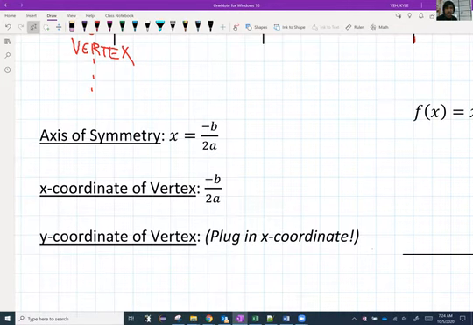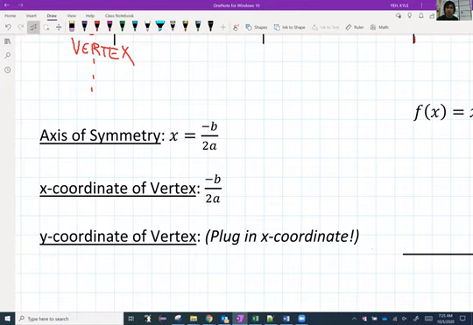The x coordinate of the vertex, kind of unsurprisingly, is negative b over 2a because of what we just talked about, how the vertex is always on that axis of symmetry. So it would make sense that they share an x coordinate because the axis always cuts through that vertex. So kind of get 2 for the price of 1 there. Axis of symmetry, x equals negative b over 2a. That same value, negative b over 2a, is the x coordinate of your vertex.